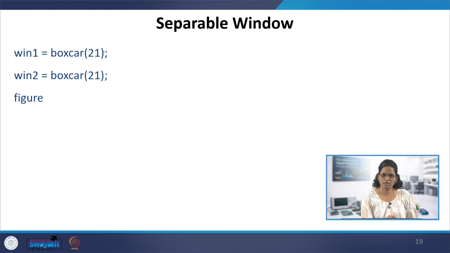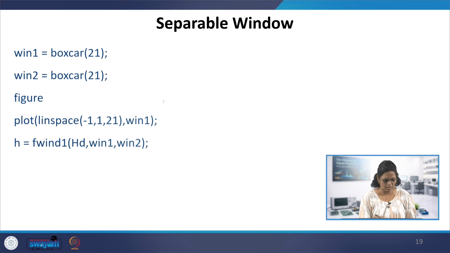Window 1 is a boxcar window, that is, a rectangular window of 21 points, and window 2 is also a boxcar of 21. This gives the two 1D windows, and we can plot win1 or win2 separately. We will have two windows and use them in the fwin1 function. The fwin1 function can take HD comma win. If you specify one window, it will use it to make a 2D window. If you specify window 1 and 2, separable windows, then it can give the separable response as well.